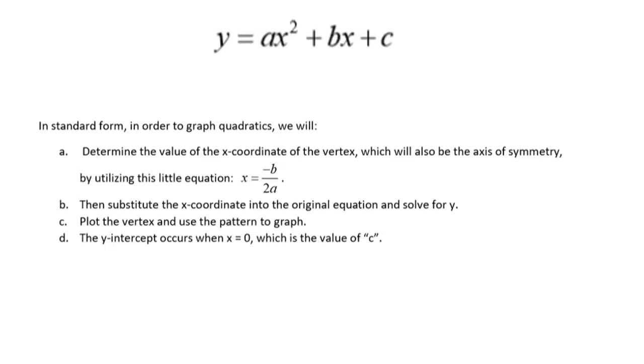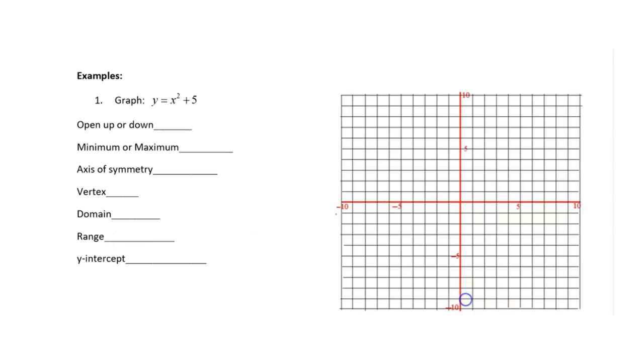Then we're going to substitute what we get for that x-coordinate into the original equation and solve for y. That's going to give us the vertex. We're going to plot that and use a pattern to graph. You're going to also be able to find the y-intercept because that's the c of your equation. This is going to be a lot easier if I show you.